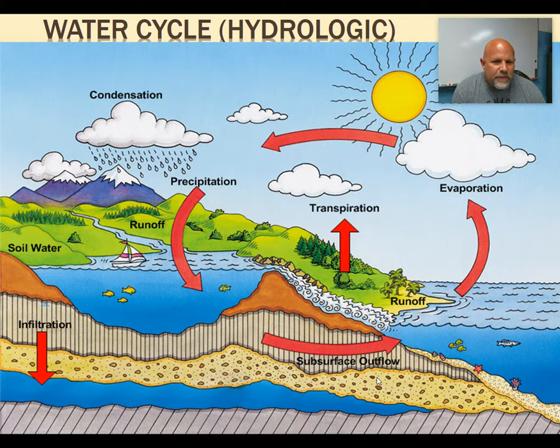If it runs off, it'll run off to lower locations, usually in rivers and streams, eventually to lakes, and eventually down to oceans. The water that enters the soil, we call that infiltration, percolates down into the water table. And that's the water cycle.